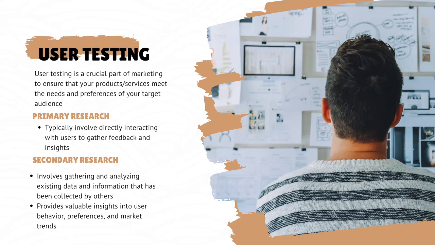And to do the research to figure out what your audience needs, there's two different methods. You have your primary research and then your secondary research. Your primary research typically involves directly talking with or interacting with the users to gather feedback and information from them. And your secondary research usually involves gathering and analyzing data and information that others have collected and forming conclusions with that data. And this provides valuable insights into user behavior, preferences, and market trends.